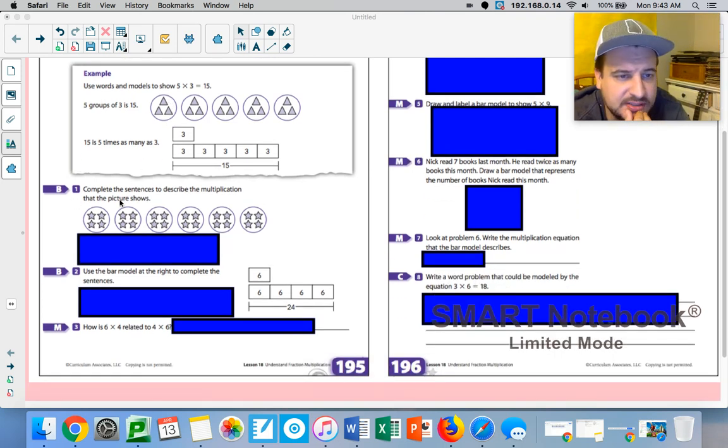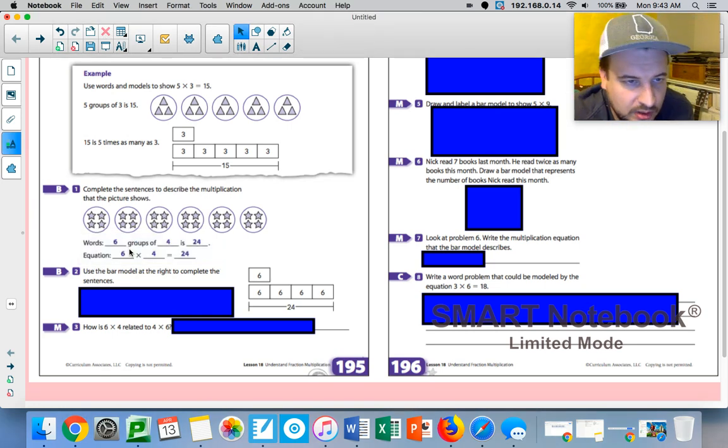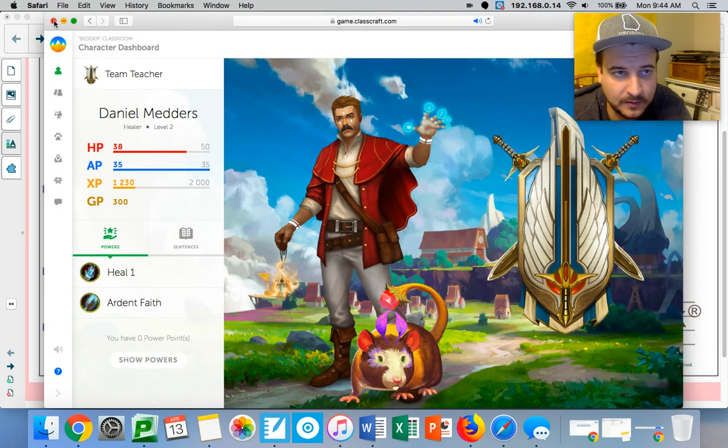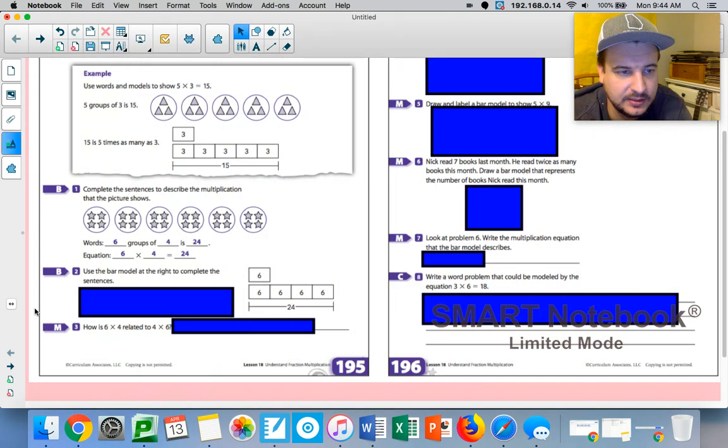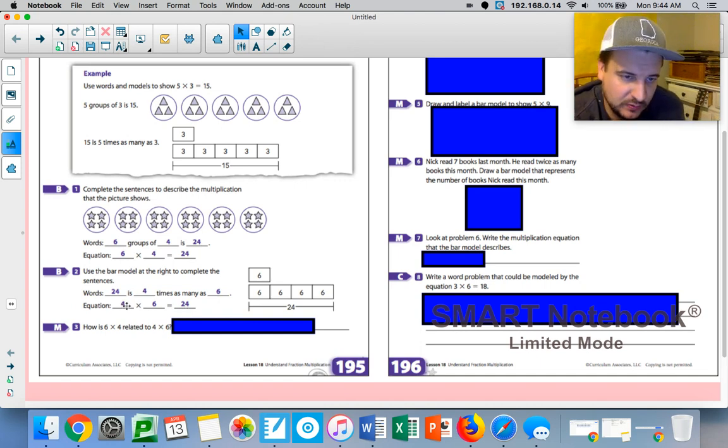Question 1 says, complete the sentence to describe the multiplication picture. If I had to use words, there are 6 circles and the groups of 4. Let's turn this music off. Sorry. And groups of 4 equals 24. The equation will be 6 times 4 equals 24. Use the bar model at the right to complete the sentence. One box is 6, but I have 4 boxes. So this is 24, is 4 times as many as 6, or 4 times 6 is 24.